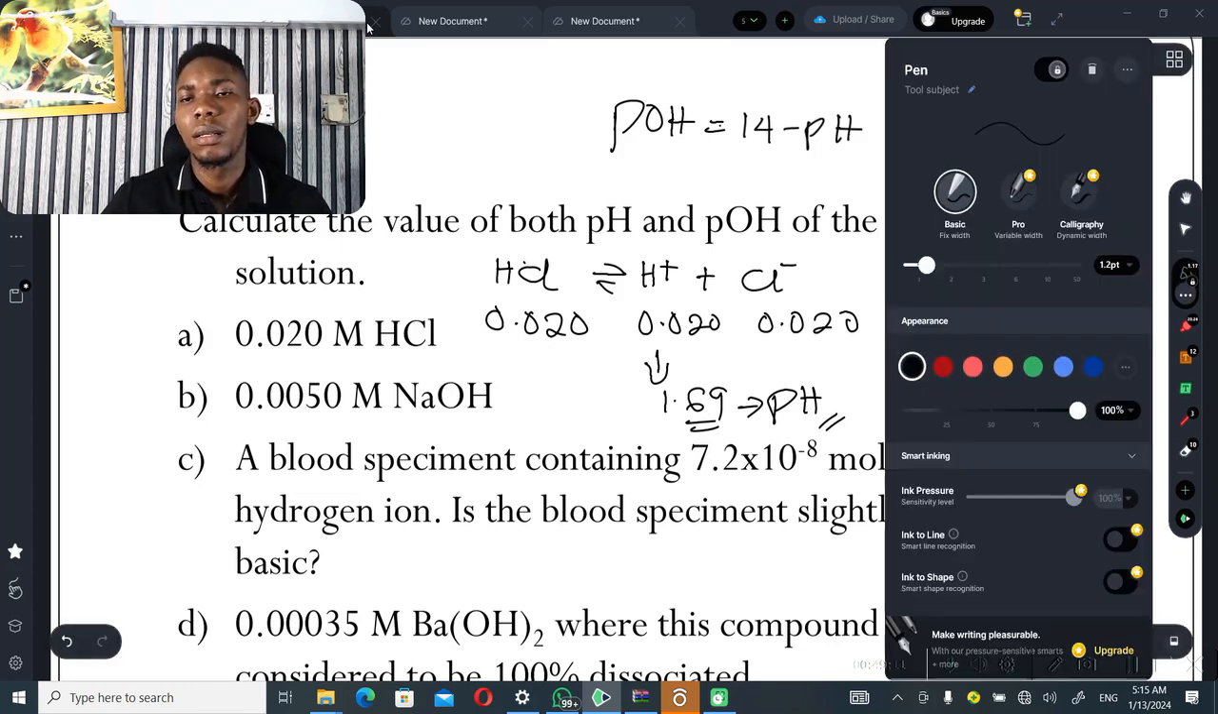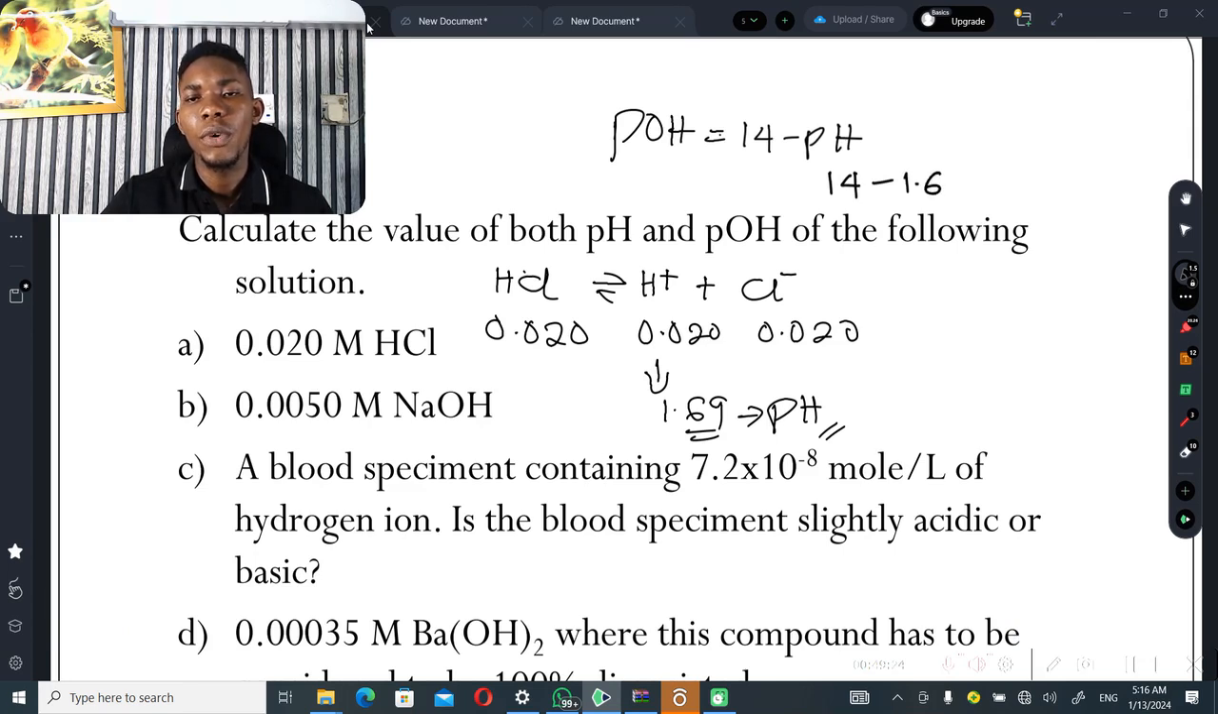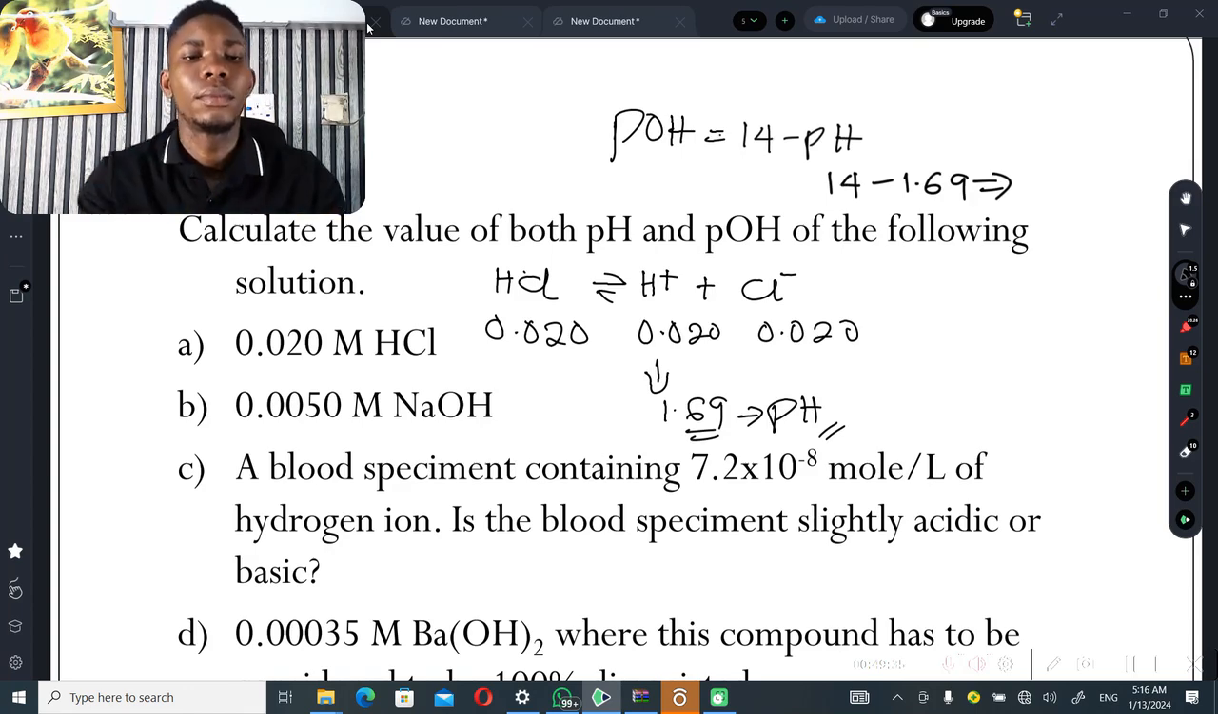Alright? 14 minus pH. So at the end of the day, this will be 14 minus 1.69, and that will give us, press it in your calculator, 14 minus 1.69, 12.31. So that is the answer to that first one.